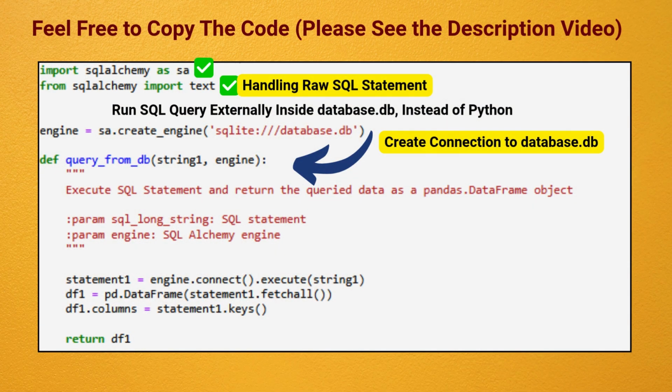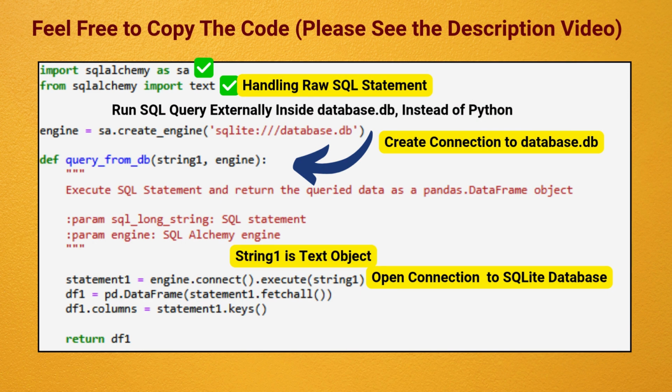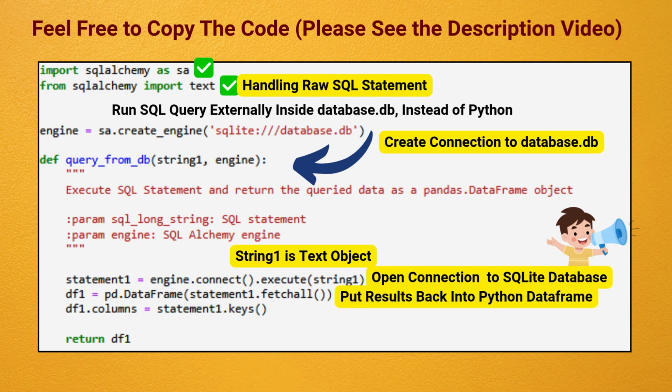This statement opens a connection to our SQLite database with the engine command, as well as using string1, that is the SQL query input, that has been converted into a text object. Think of it like saying, "Hey database, I'm ready to talk to you now," and we expect the database to give us the answer. Now, we take all the rows returned by the database and put them into a Pandas DataFrame. This makes it super easy to view and analyze the data in Jupyter Notebook.